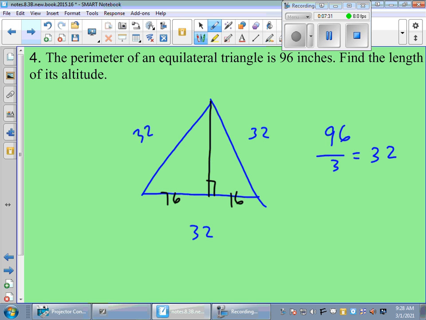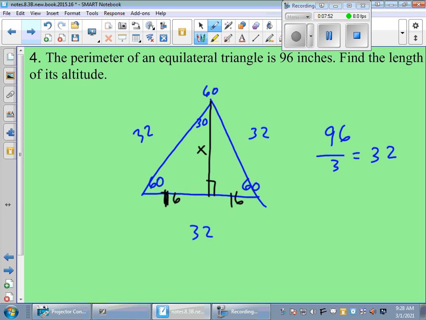Also, equilateral also means equiangular. So this was 60, this is 60, this was 60, now cut down to 30. So we again have a 30-60-90. Let's make sure we know this is 16 and not 76, so that's 16. So we want to find this.